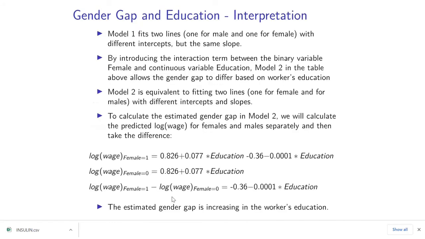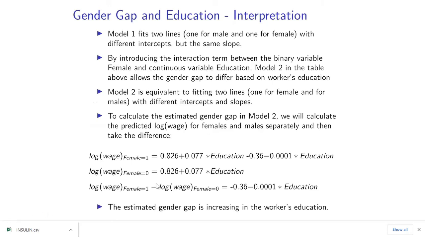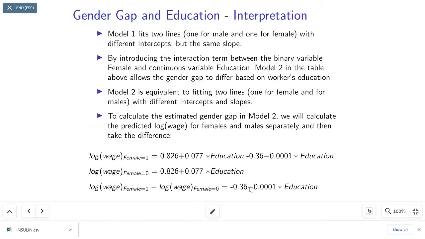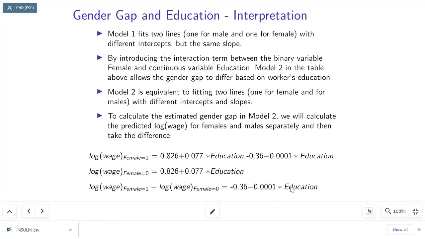Suppose that the coefficient for the interaction term is statistically significant, then the estimated gender gap in Model 2 can be estimated using the difference in the predicted log wage for female and male workers. This equation shows that the estimated gender gap is increasing in the workers' education.